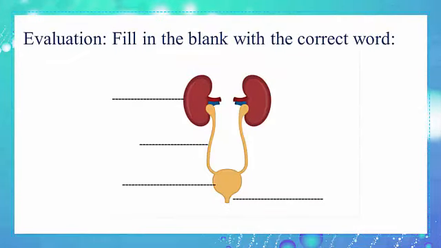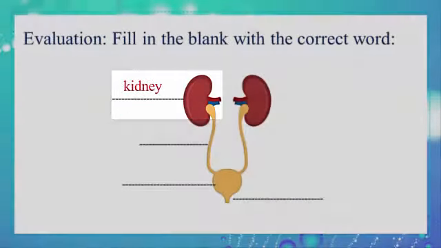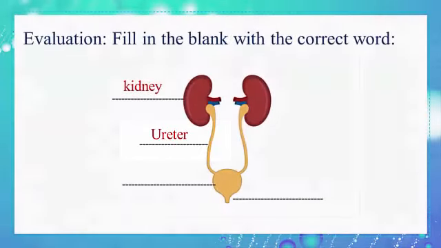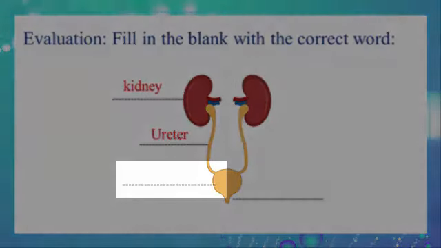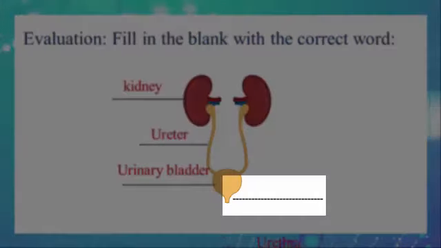Let us solve this evaluation together. Fill in the blank with the correct word. This organ is the kidney. This one is the ureter. This one is the urinary bladder. And this one is the urethra.